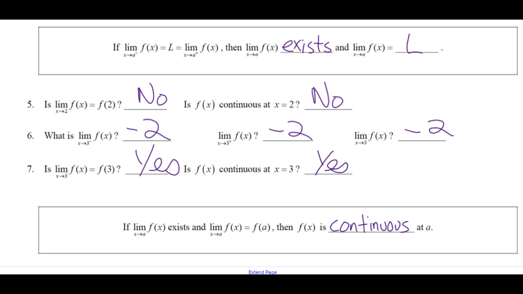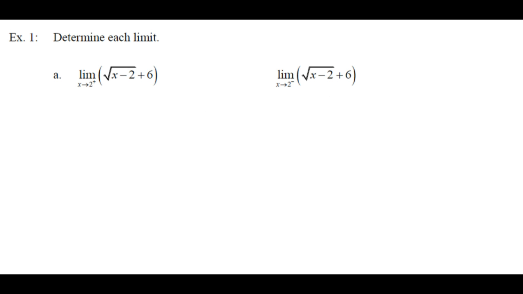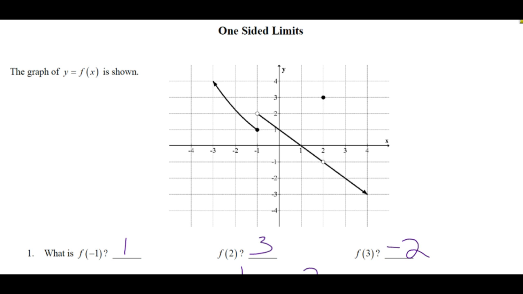Okay, so if the two one-sided limits are the same, and the function actually exists at that point and is equal to the limit at that point, then it's just continuous, right? So that's the definition of continuity. All right. Is that good?